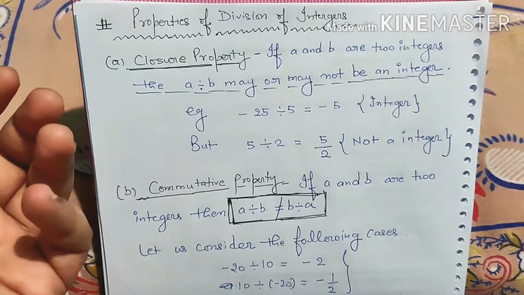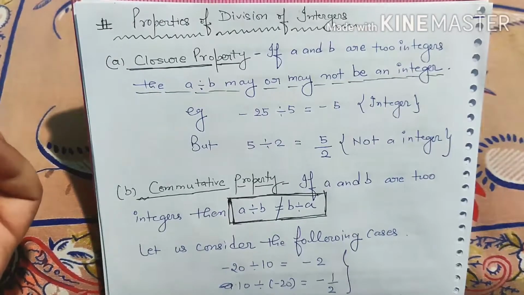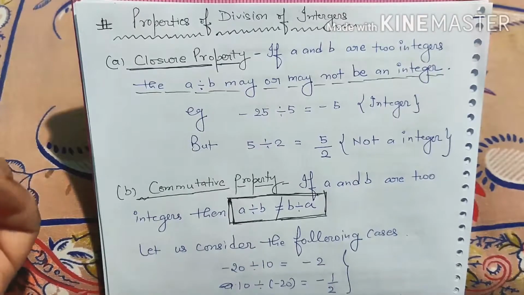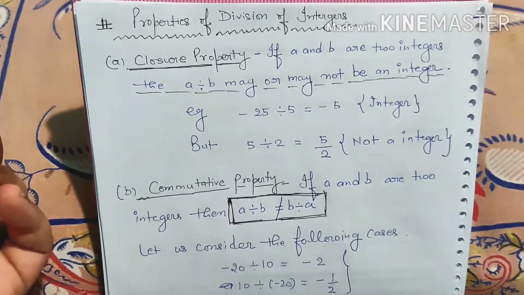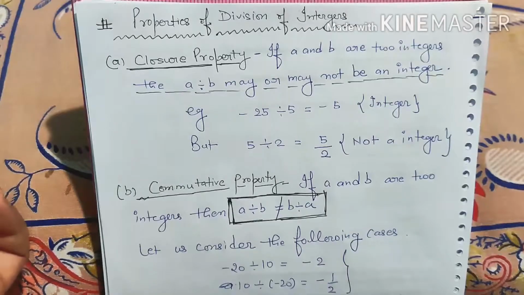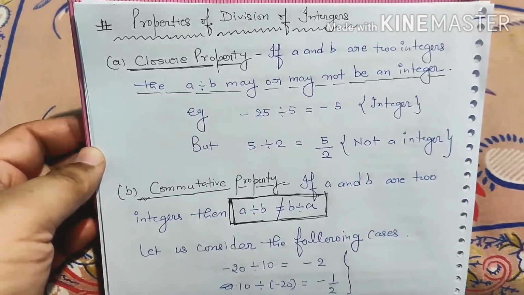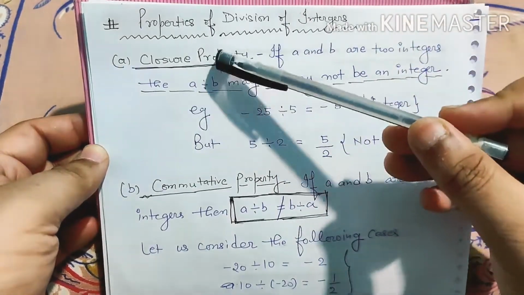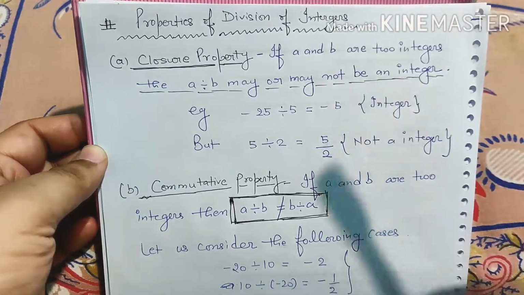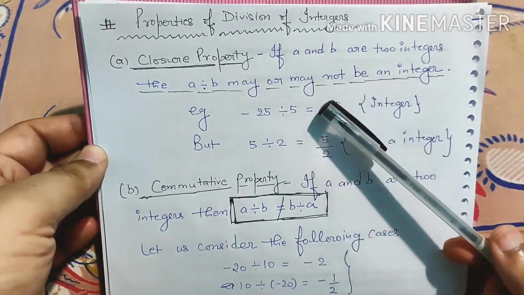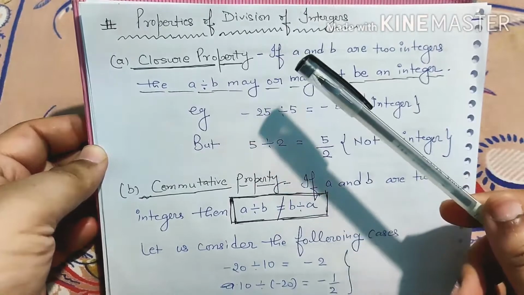Today we are starting our last exercise of the chapter Integers, and before starting the exercise, we have to see some properties of division of integers. So first is the closure property.